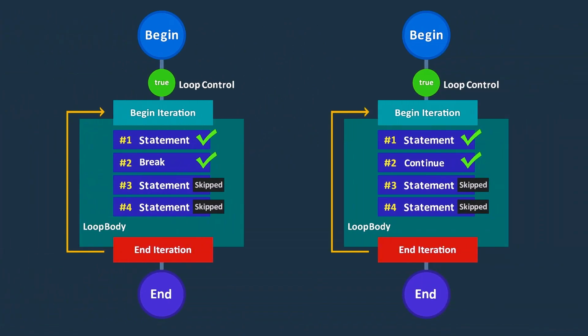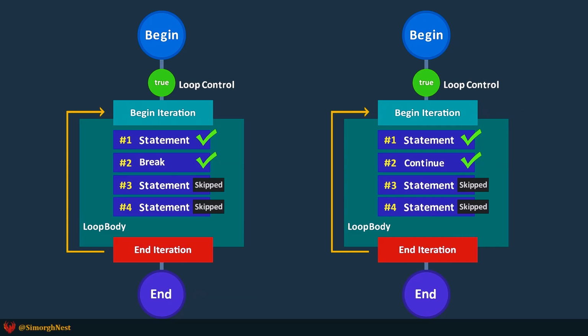Okay, the continue statement provides control flow within loops, allowing us to skip specific iterations based on certain conditions. The key difference between the break and continue statement is that the break statement completely terminates the loop, while the continue statement stops execution in the current iteration and passes control to the next iteration of the loop.